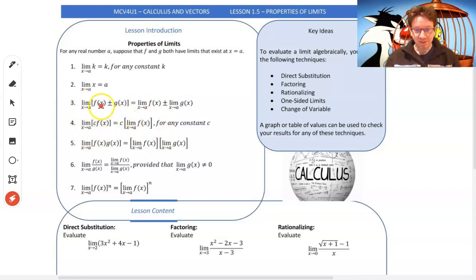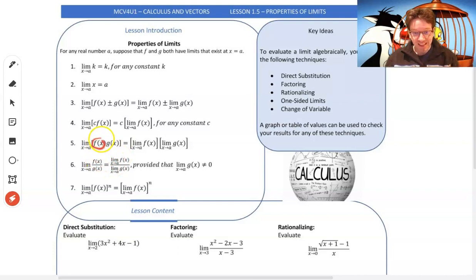But if you were to have the limit of some function f of x, either plus or minus some other function g of x, you can actually have that as the limit of f of x plus or minus the limit of g of x. That works. And you can also do that if you have a constant in the limit. You can pull it outside of the limit if the constant is being multiplied by the function.